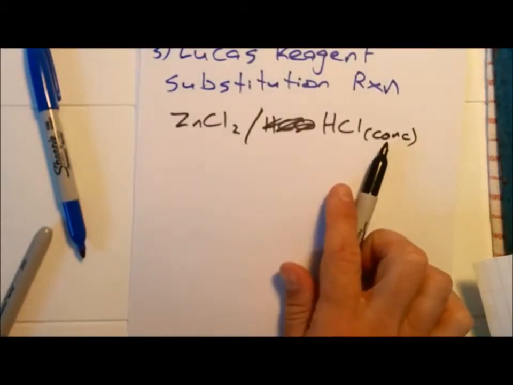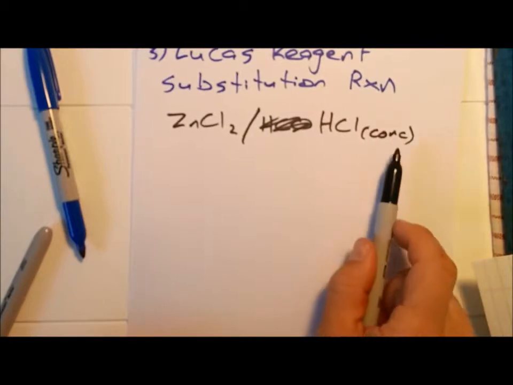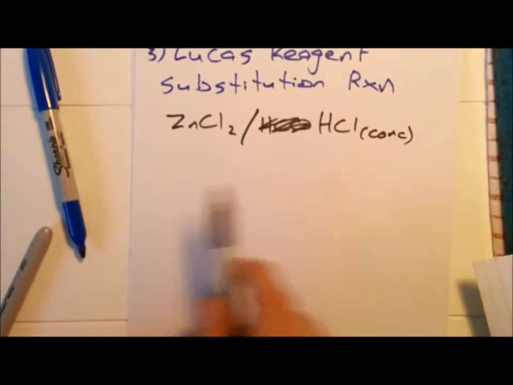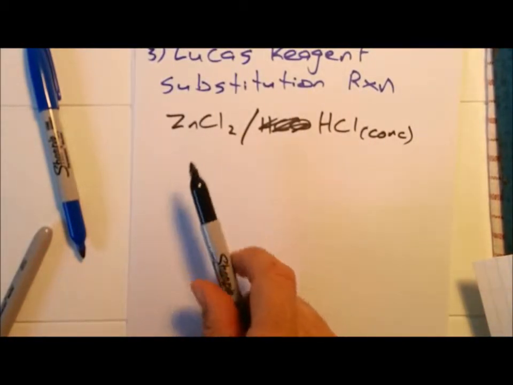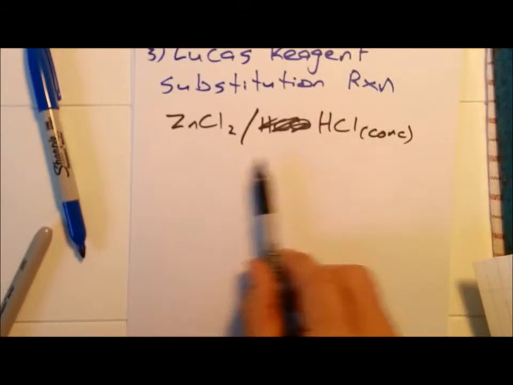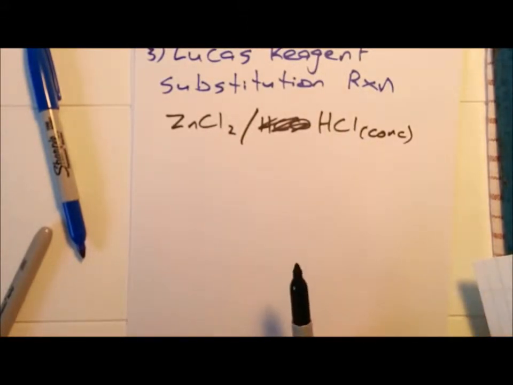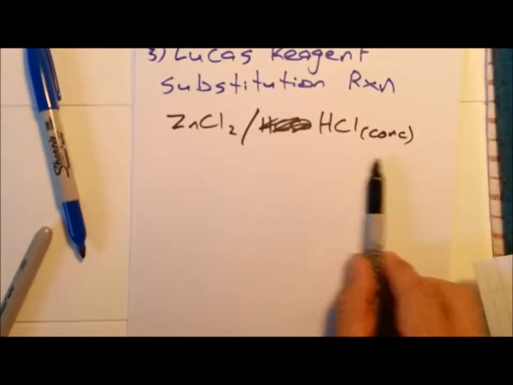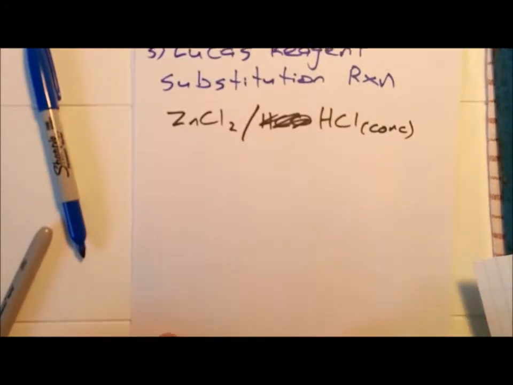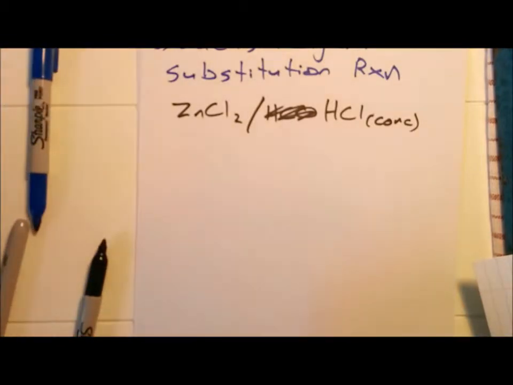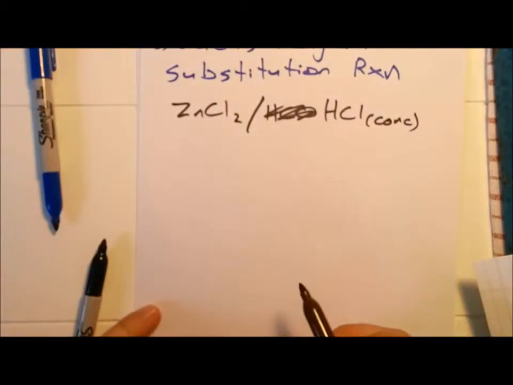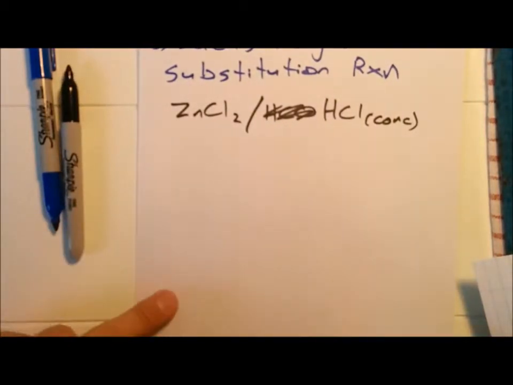If you're asked about it in the exam and you forget the conc, then you're wrong, because then it won't be the Lucas reagent. Okay, so the Lucas reagent is zinc chloride in concentrated HCl. So if you're writing it instead of Lucas reagent, you need to make sure you include conc. So what happens is it's a substitution reaction. And it reacts differently with primary, secondary, and tertiary alcohols.